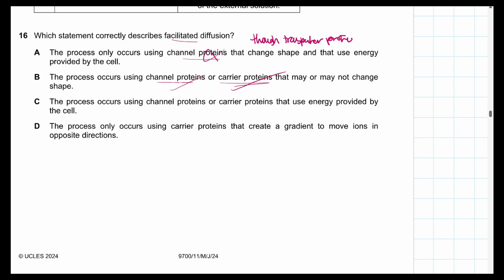Now for B, the process occurs using channel proteins or carrier proteins that may change shape. Yes, this is completely correct. C, the process occurs using channel proteins or carrier proteins that use energy.